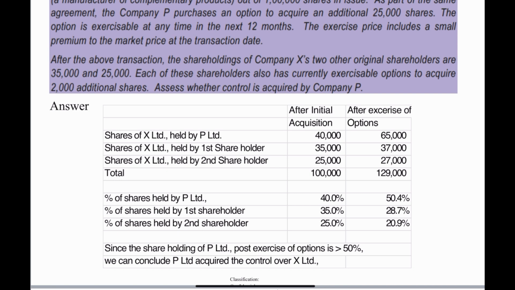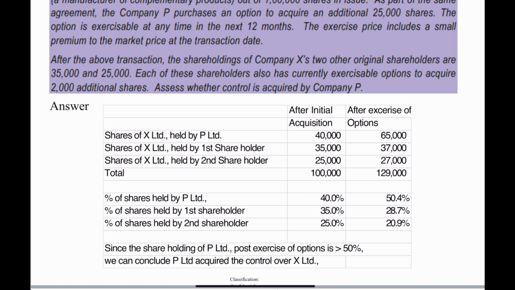In terms of percentage of holding, P Limited is holding only 40%, the first shareholder is holding 35% and the second shareholder is holding 25%. So here no one has more than 50% of the shares, which means none of them has absolute control over the entity.